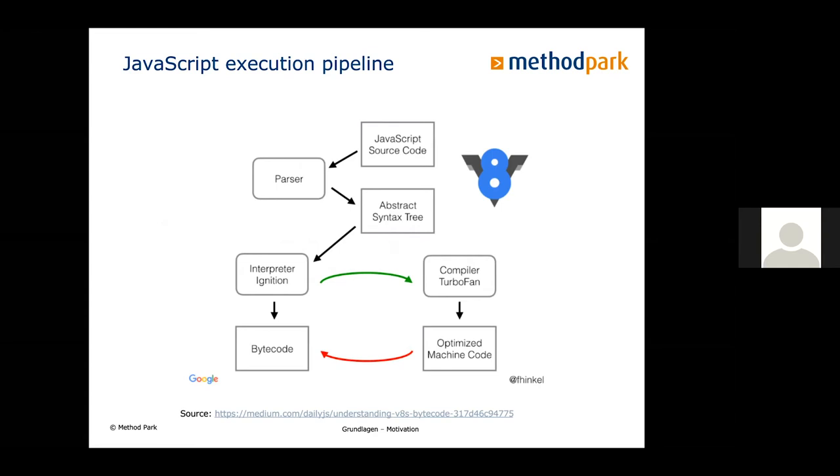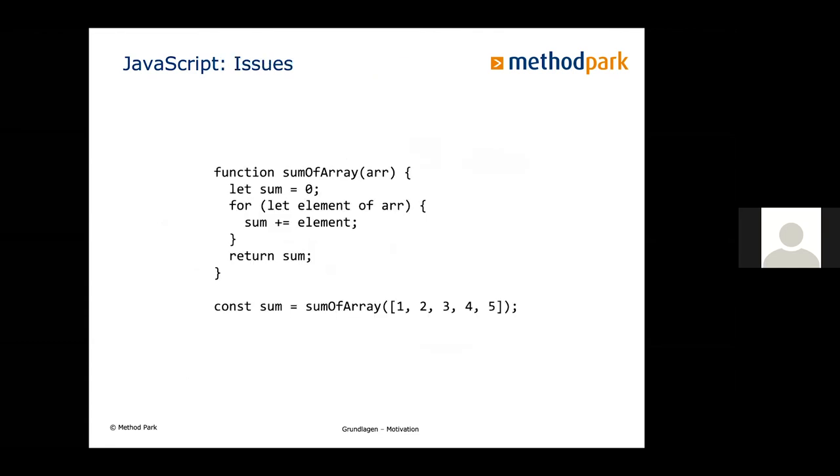Why is the JavaScript virtual machine so complicated? Why do we have an interpreter and a compiler? Why can't we just compile it to machine code? That's because in part of the dynamicity of JavaScript. Let's, for example, take a look at this piece of code. It's really simple. We have an array, 1, 2, 3, 4, 5, at the bottom, and we pass that to a function called sumOfArray. What that function does is it goes through all the elements of the array and sums them up.